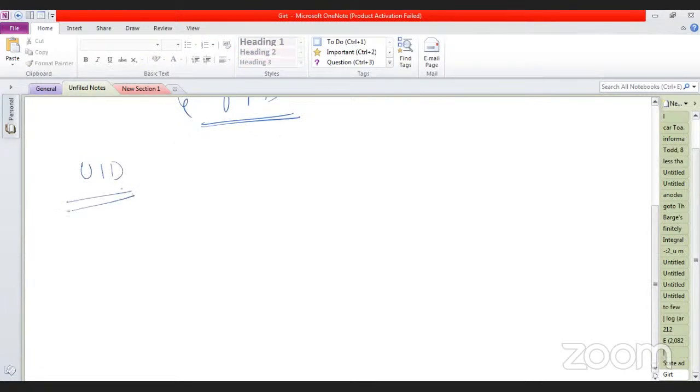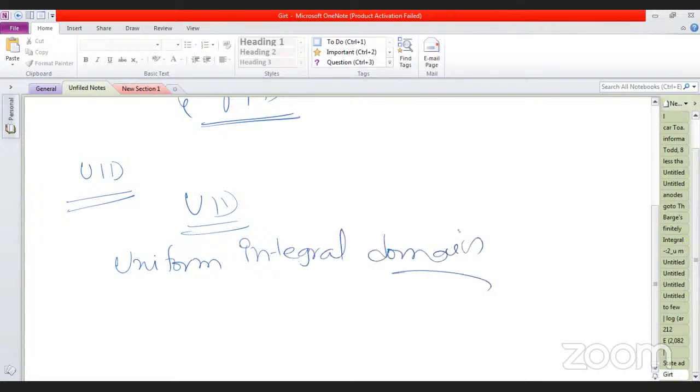What is a UID? What is the full form of UID? Uniform integral domain. Tell me. Uniform integral domain. What is the definition? You have to study all these things that I am telling.